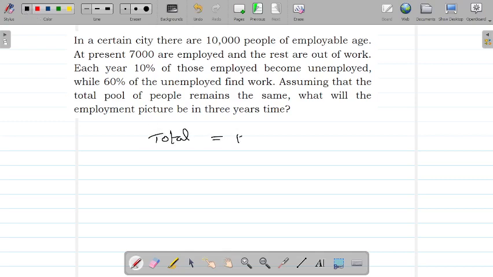You can see that there are a total of 10,000 people. And you already have some information. 7000 are employed. It means the remaining 3000 are unemployed. But each year this is what is happening: 10% of the employed become unemployed, and 60% of the unemployed find work. It means they become employed. So what will be the picture after 3 years?